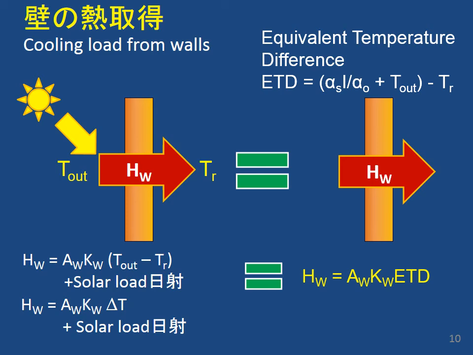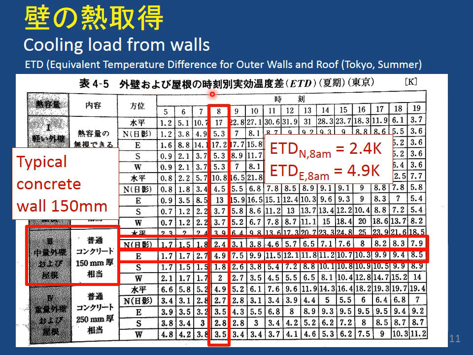And it's all factored in by professionals into a chart. And you can use this chart to get the temperature difference plus the solar difference at the same time. Now for 8 o'clock, again in Tokyo, in summer, now this depends on the wall. We're using this wall, a 150 millimeter typical concrete wall. On the north side, it's 2.4 because sun does not reach the north wall very well. The east side is 4.9 because the sun at 8 a.m. is hitting the east wall.